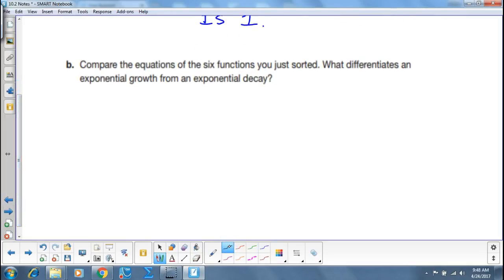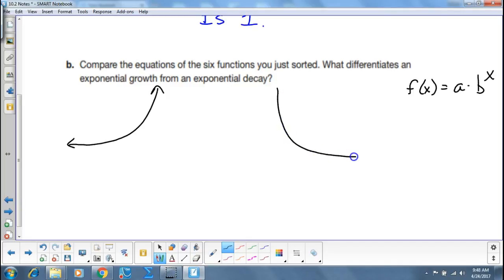What differentiates a growth from a decay? A growth function grows as you're going to the right. A decay function, this is shocking, I know, decays as you go to the right. So what differentiates between those?